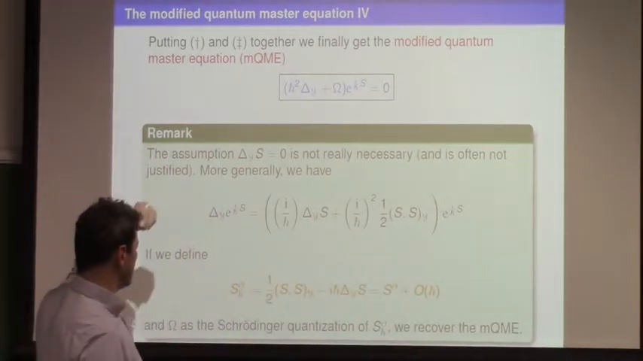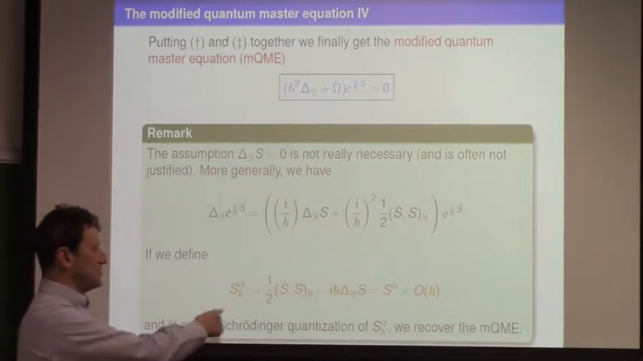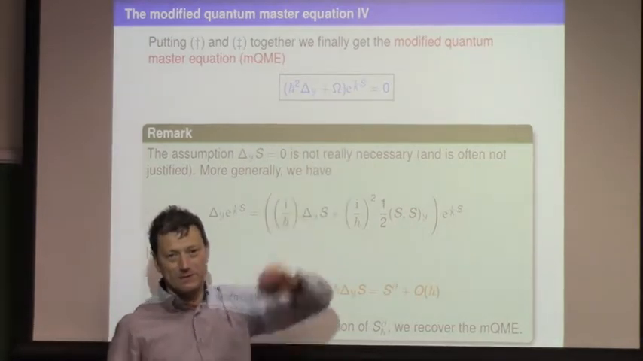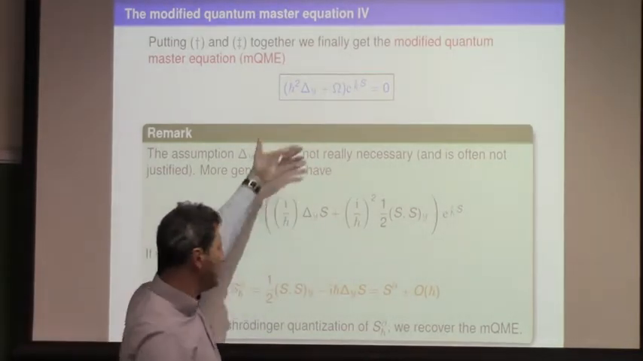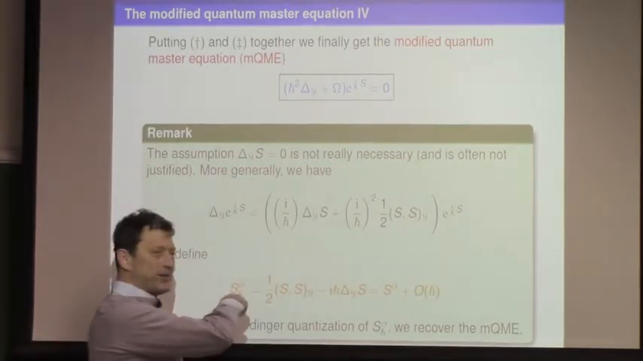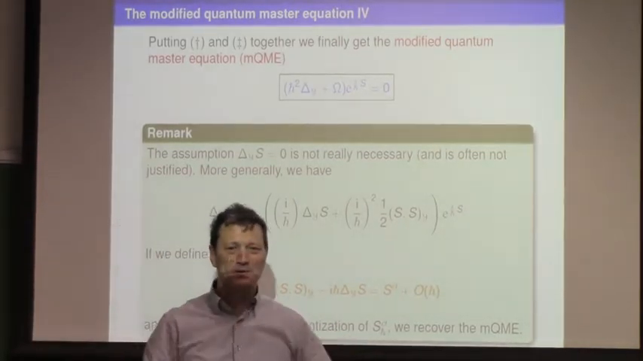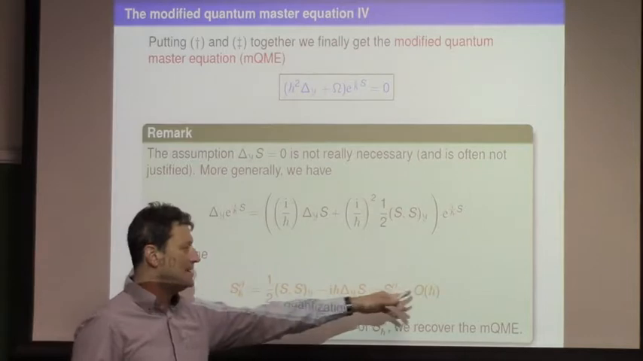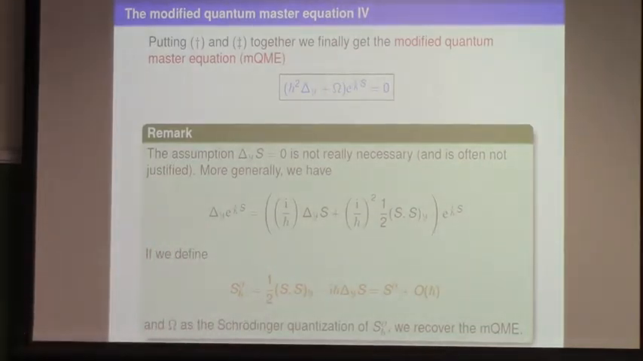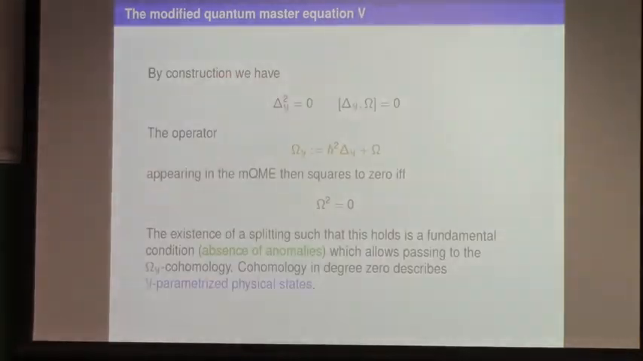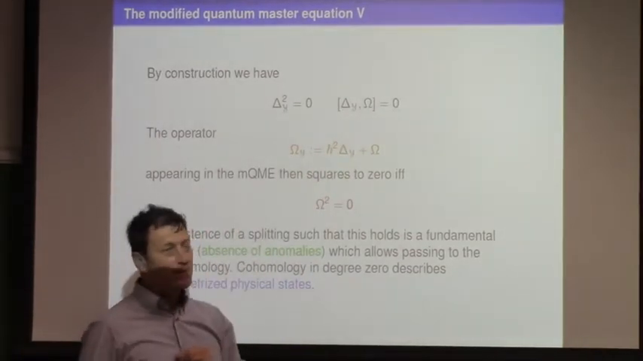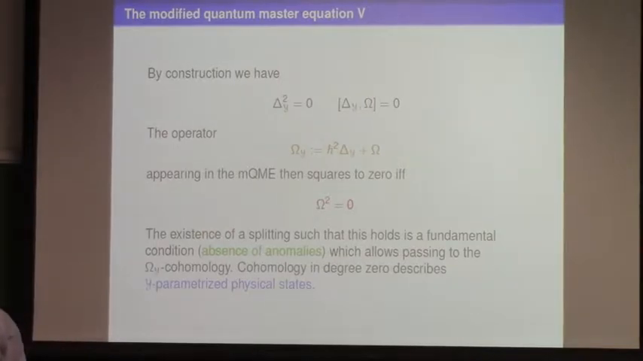And this will be actually our original S boundary plus corrections in h bar. Now I can repeat the previous construction. I define omega as the Schrödinger quantization of this new boundary action, and then I recover again this equation. So you might think of this omega either as the Schrödinger quantization of this corrected boundary action, or an appropriate non-Schrödinger quantization of S boundary, and the two differ just by higher order in h bar. Okay, so now this operator, the sum h bar squared delta y plus omega, is an important operator we want to consider. We call it omega y. And this should be our homological operator.